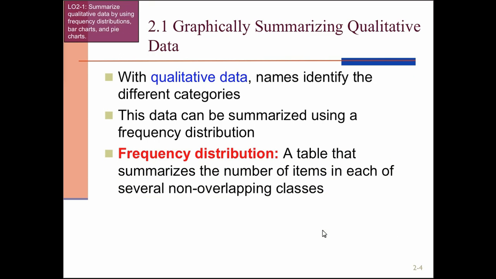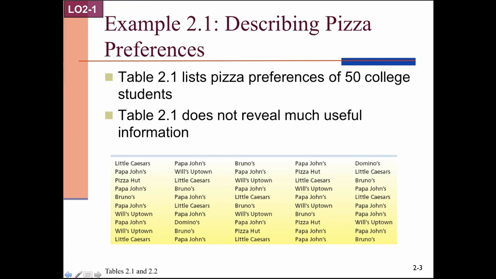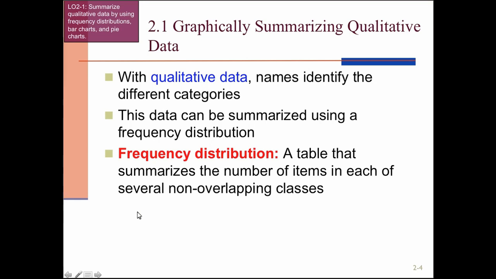So the idea is that we have, first of all, qualitative data. This is not numbers, this is a qualitative classification. We have some type of names that identify each item in this table. So we're going to summarize this data using something you are familiar with, which is called frequency distribution.